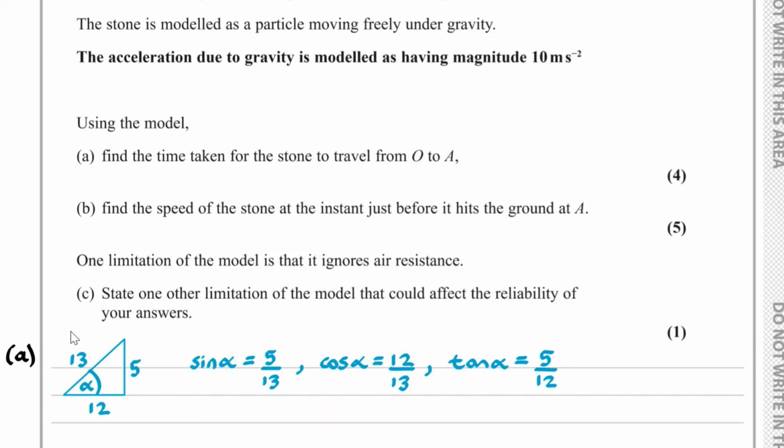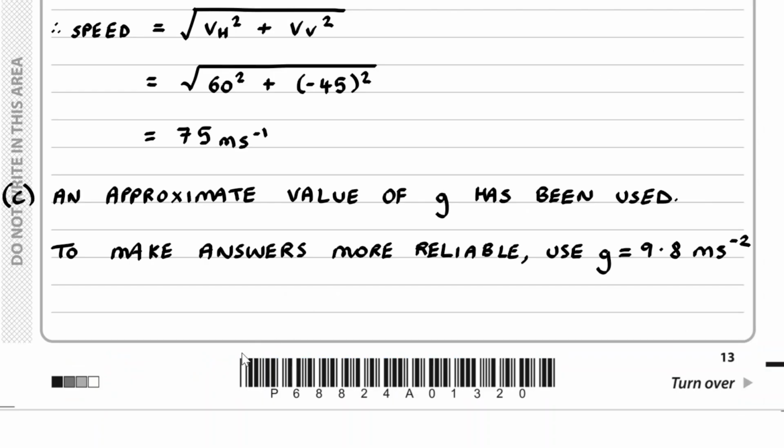Now for part C, we have to state one limitation of the model. One limitation of the model is that it ignores air resistance. We have to state one other limitation of the model that could affect the reliability of your answers. We know so far an approximate value of g has been used. In fact, we use g equals 10 meters per second squared. To make our answers more reliable, we could use g equals 9.8 meters per second squared. It's a more accurate value of g.